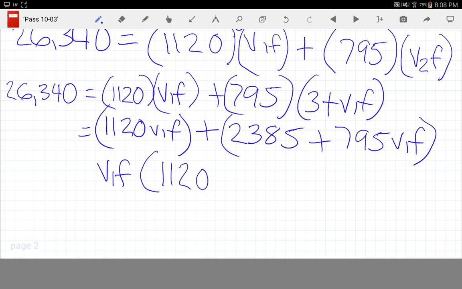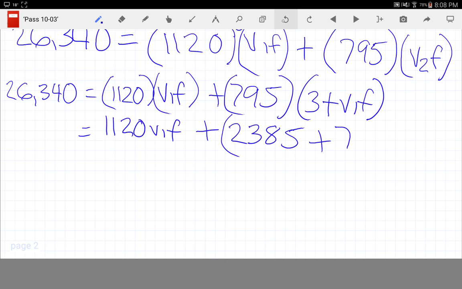Oh, whoops. I did not mean to keep that 795. But it does have to distribute into the 795. Wouldn't you just combine the 1120 with the 795, instead of pulling the V1 out? Yeah, that's what I did. That's a good idea.